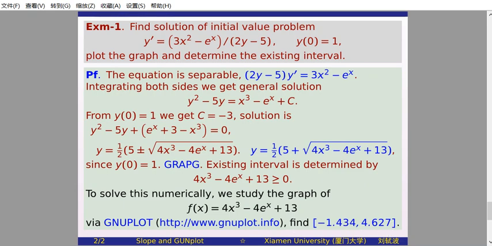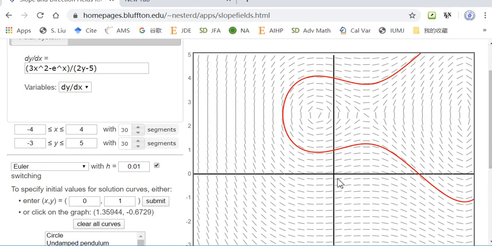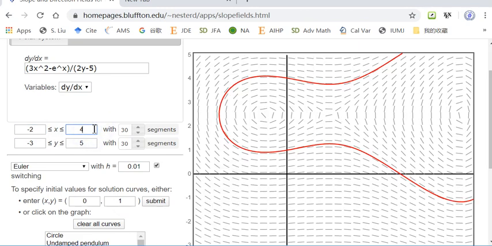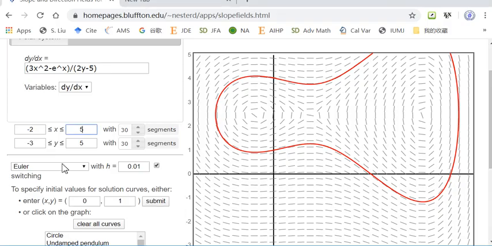So let's go back to the graph of this integral curve we plotted previously. We see that some part of this curve is outside the scope of this picture. Therefore, we should change the range of x and y. Here we change x to be maybe -2 to 5, because the interval is -1.4 to 4.6. Therefore, we should let x be in an interval containing this interval. Therefore, we choose -2 and 5. And here is the new plot.